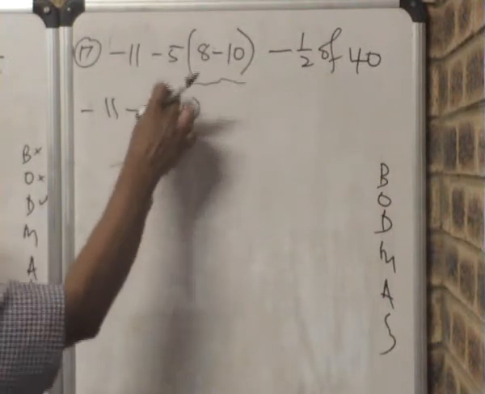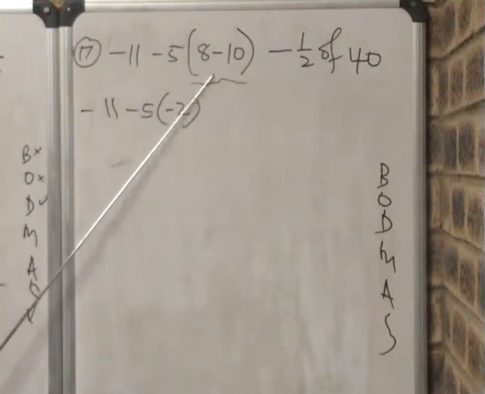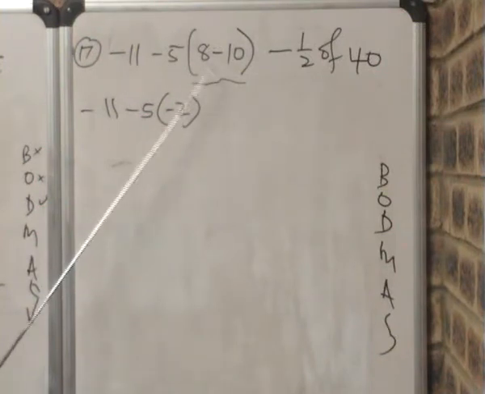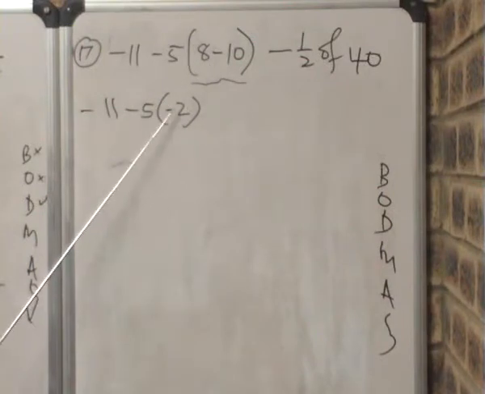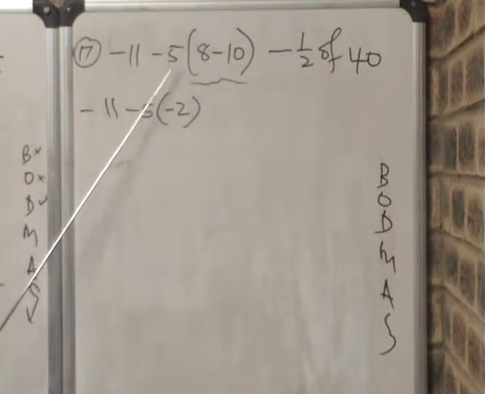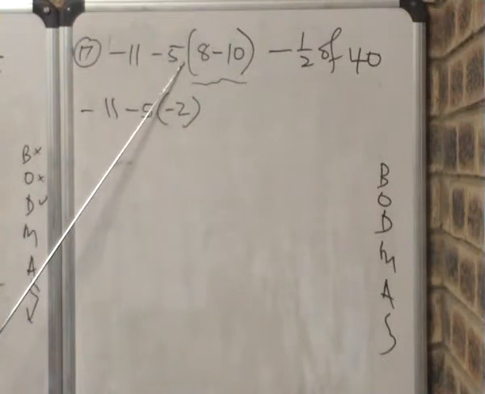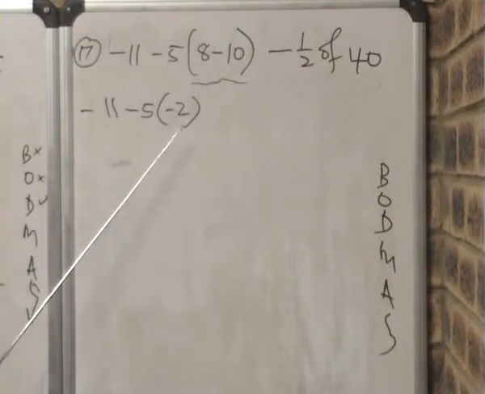Now it's important to write that answer again in a bracket here because you have to multiply. I'll repeat. According to the rule of BODMAS, there is a bracket here, so I start with the bracket. 8 minus 10 is minus 2. But that minus 2 must be kept in a bracket here because I have to multiply it by minus 5. So there's no multiplication sign written here, but it is understood that you are multiplying. So if I'm multiplying, I've got to keep the bracket. The bracket will not disappear.